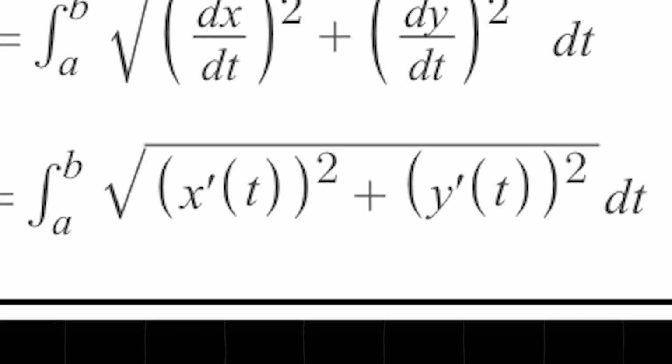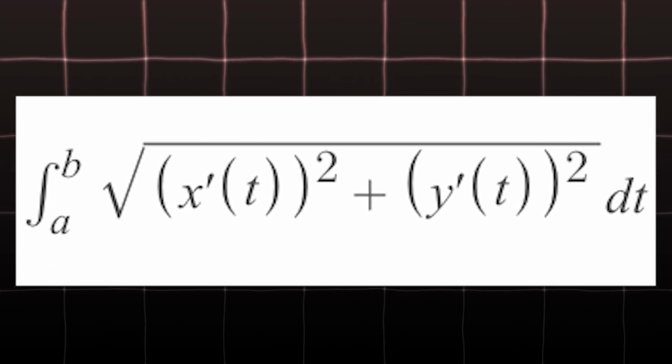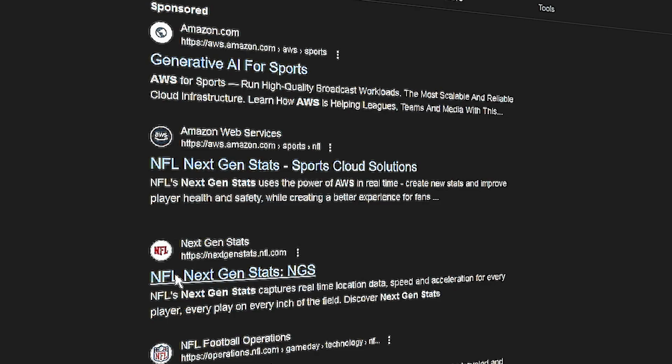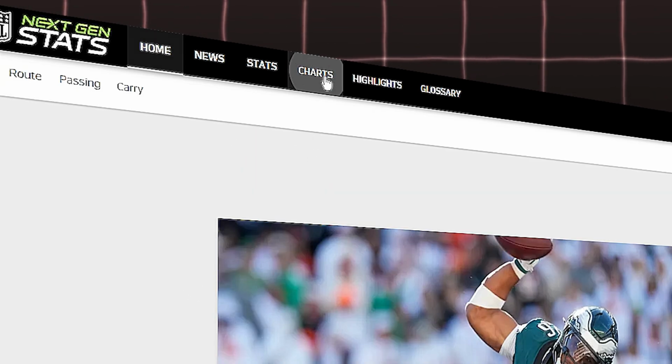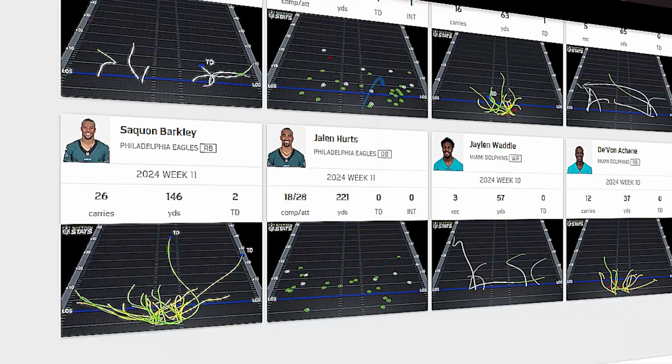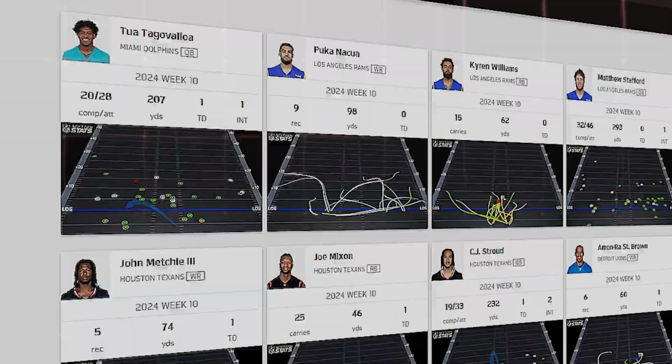The arc length of a parametric curve can have many different uses, and one of these uses is in regards to football routes. Let's go into this interesting website here by AWS Next-Gen Stats that gives us the route trees, QB targets, and running back runs of every single top player in every single game.